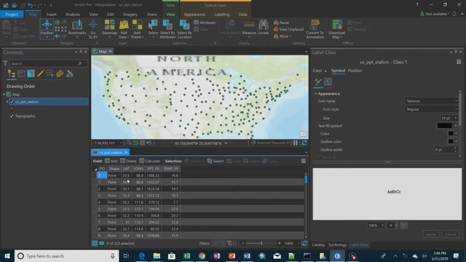But you see we've got a latitude and a longitude value, precipitation per year, and temperature, the average temperature for the year. Those are the two columns that I have in my data, right?